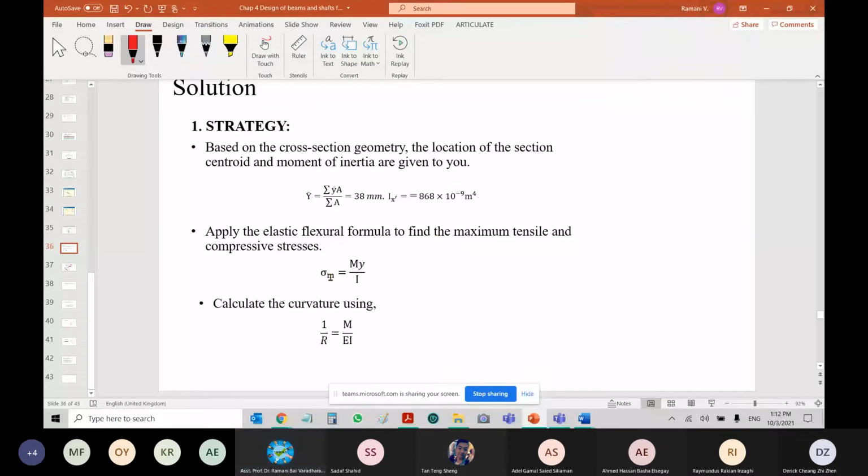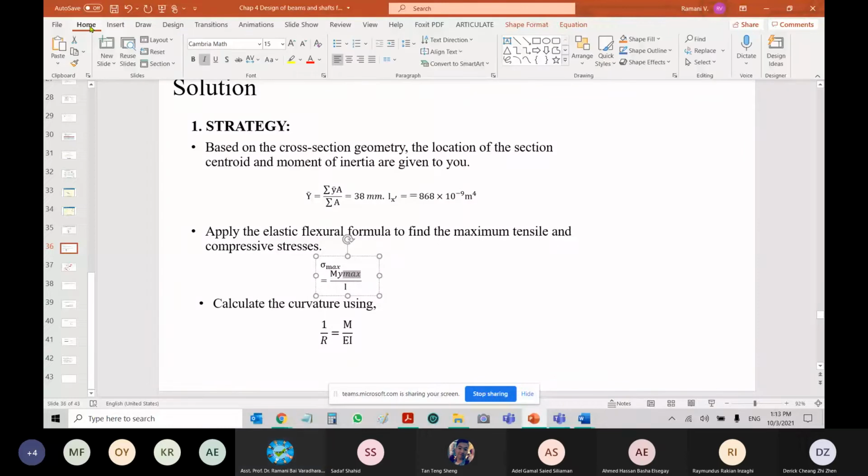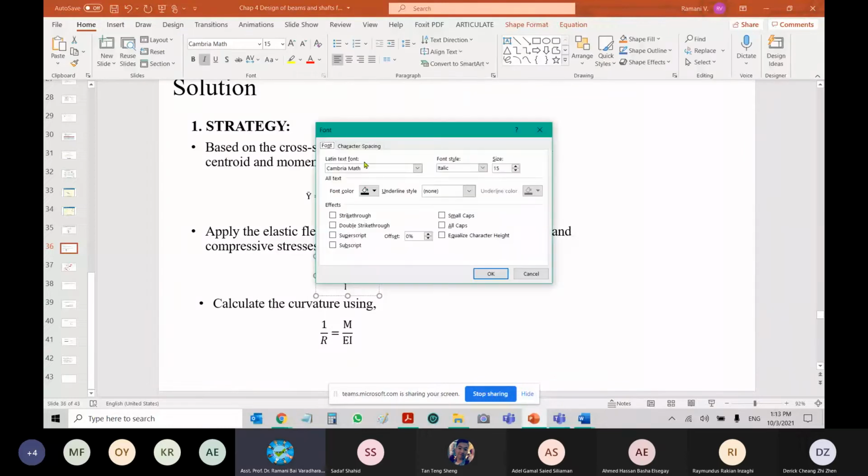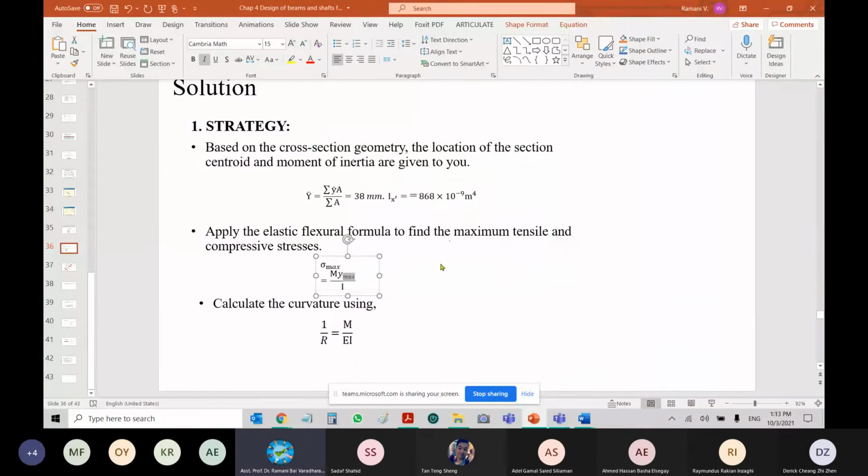So use this one. M is the maximum here. You can take it to be maximum, and then My also max. When I say this one is max, this is also max. Automatically, it will change to max. You can write it as a subscript. All right. And then because you need max, you need to substitute Y max.